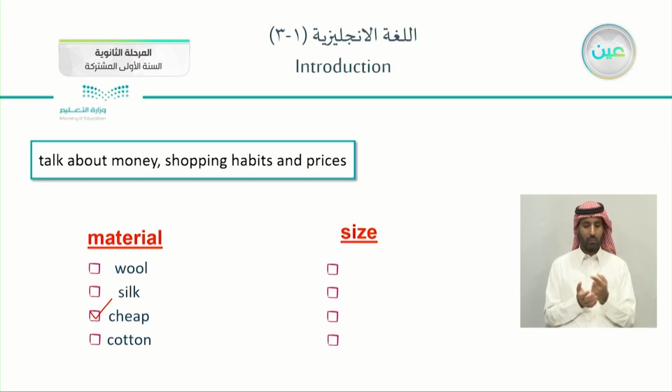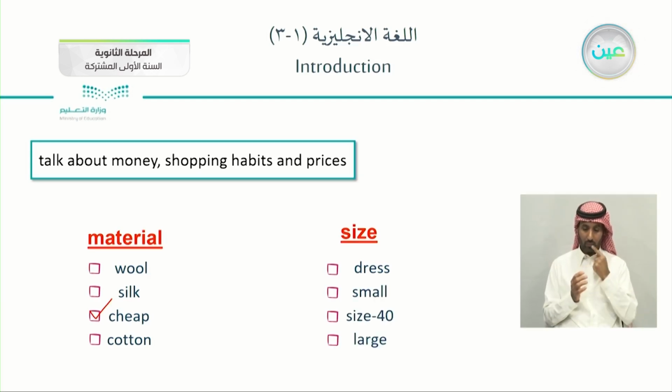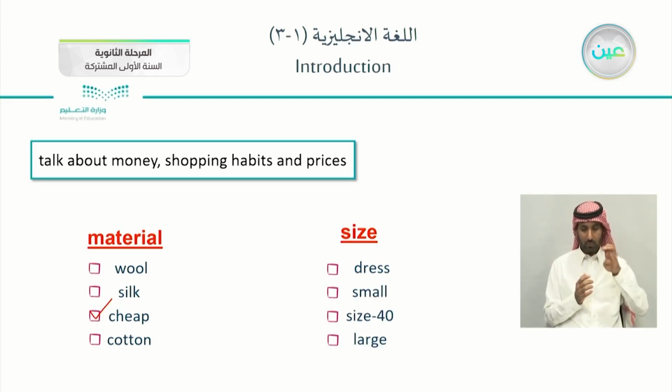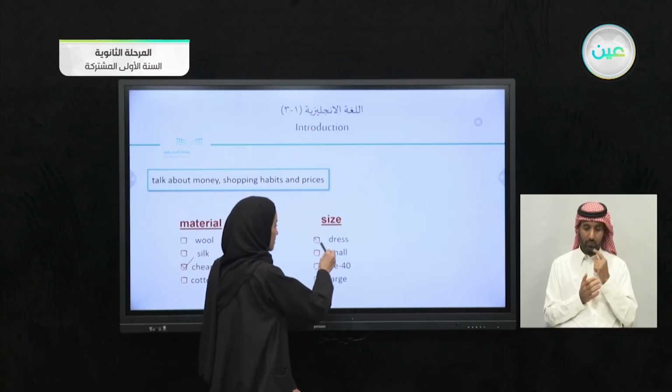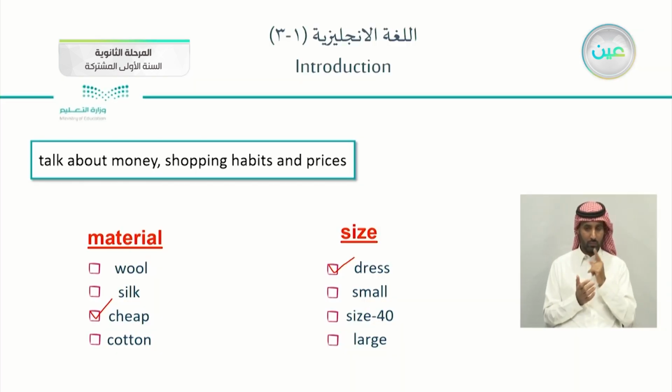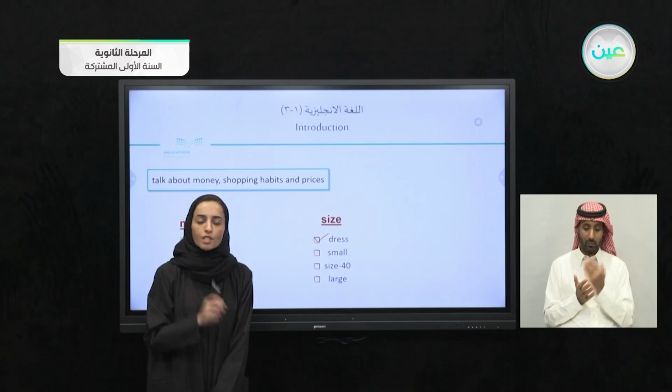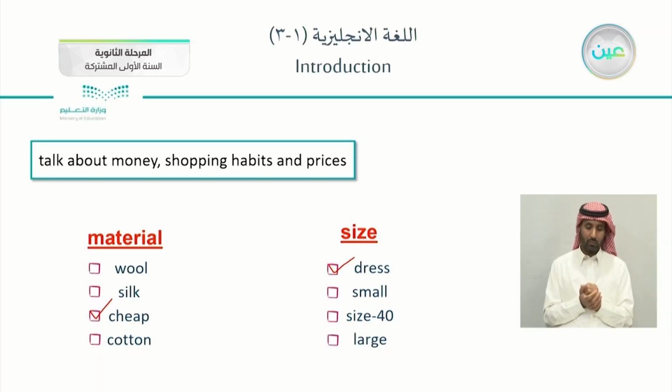How about in here? Which one is not a size? Dress, small, size 40, and large. Dress is an item. It is not actually a size. Okay, so you will find the odd or the different word.